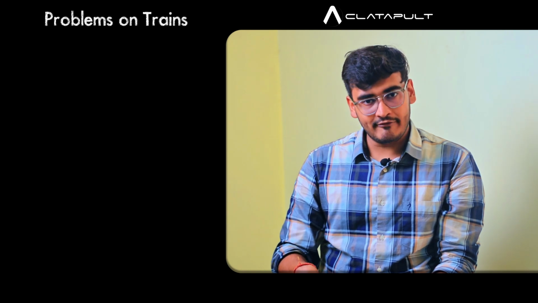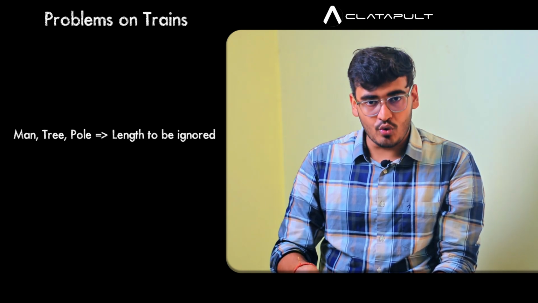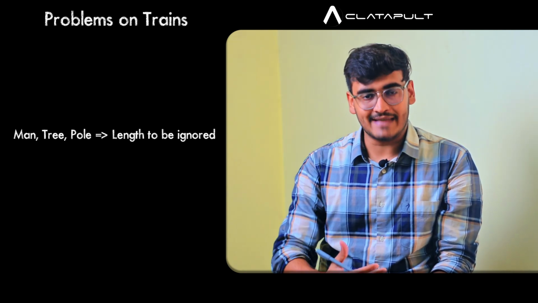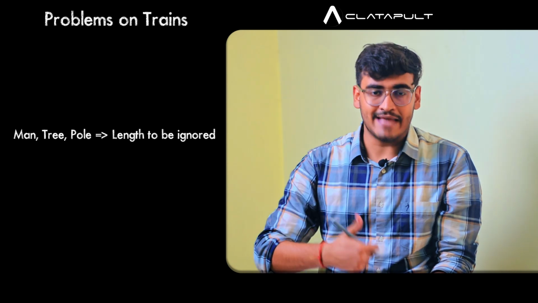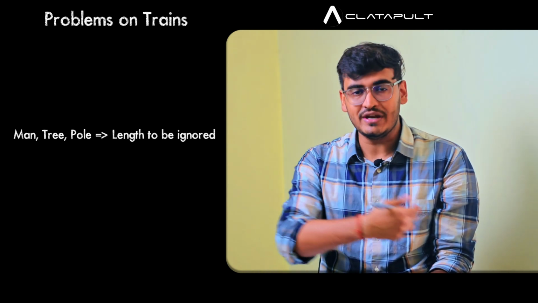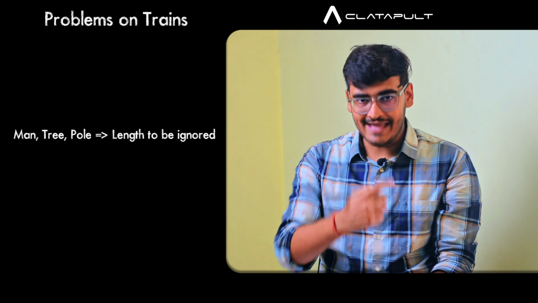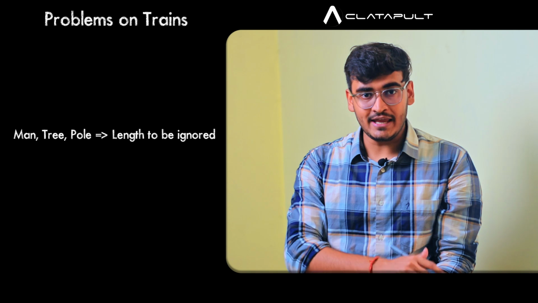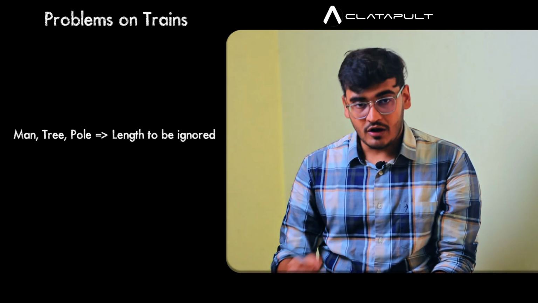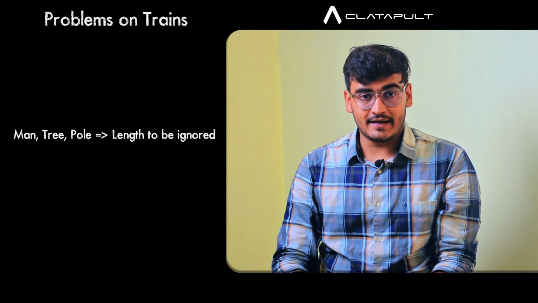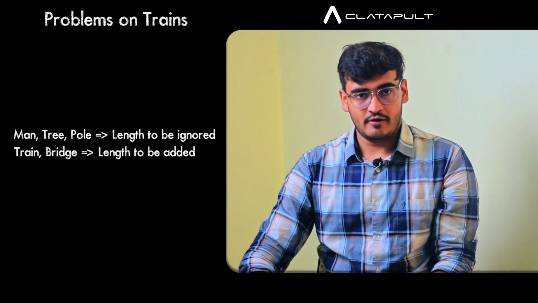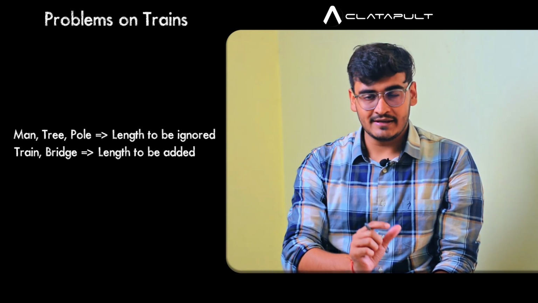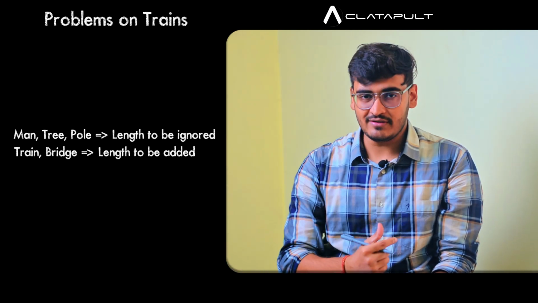Now when we have objects like a man, a pole, a tree in question, then they don't have horizontal length. If you take an example of a human being, then we have vertical length and we don't have horizontal length. It's too negligible to be taken into consideration. Hence, when we have objects like a man, a pole, a tree, we ignore their lengths altogether. On the other hand, if we have a big train or a bridge, then it's too big to be ignored, right? So if we have trains, then both the trains will have a length of their own.